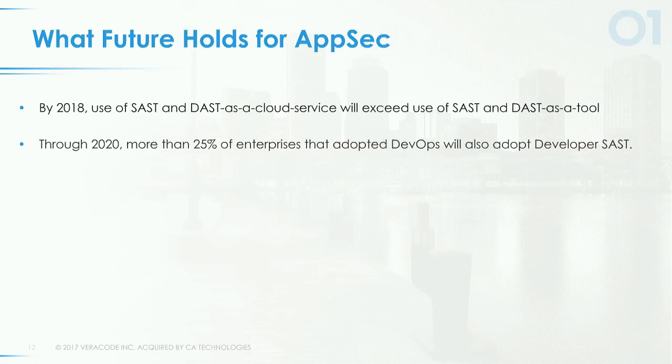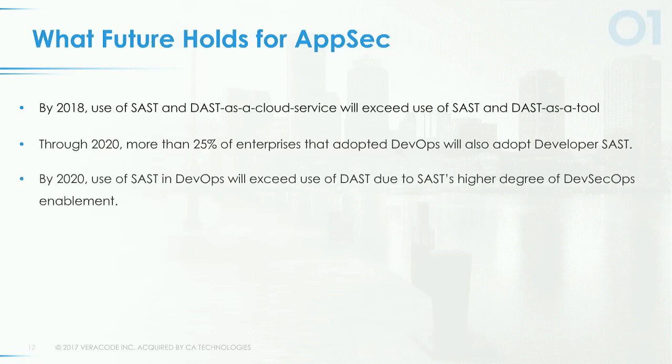The only practical obstacle here is the immaturity of developer and team SAST, but it will peak in maturity pretty rapidly. Another prediction, we believe that by 2020, use of SAST in DevOps will exceed use of DAST because of SAST's high degree of DevOps enablement. That is what is happening. There are special requirements for DevOps that we've discussed, such as transparency and rapid implementation. And DAST has a serious challenge.